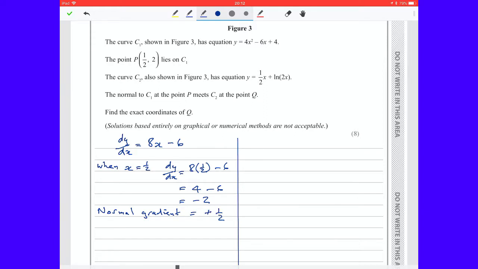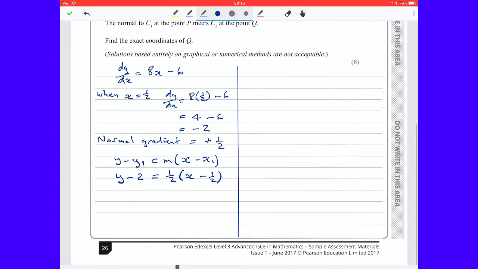So now we have a point on this line, point P, (1/2, 2), and we've got its gradient, plus 1/2, so we can use y minus y1 equals m times (x minus x1) to give us the equation of the normal. So that will be y minus 2 is equal to 1/2 of (x minus 1/2). So y minus 2 is equal to 1/2 x minus 1/4.